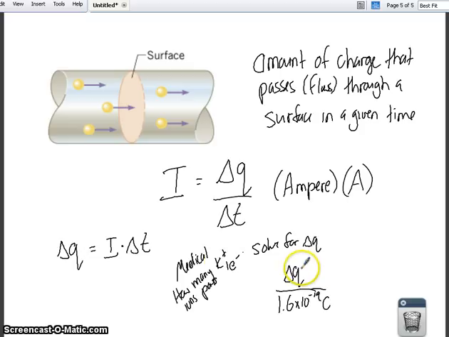Once again, if it's asking for how many ions, how many negatives, how many positives, we take the total charge and divide by the charge of a single particle, and then we get the number of positives or negatives we're being asked to solve for. So that's current. Current is the amount of charge that passes through a surface in a given amount of time, delta Q over delta T.